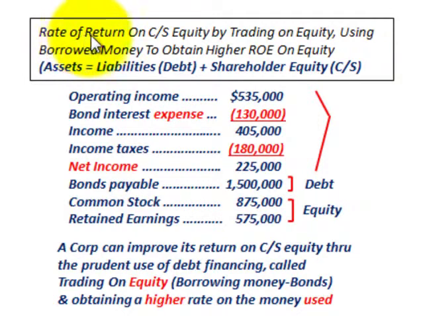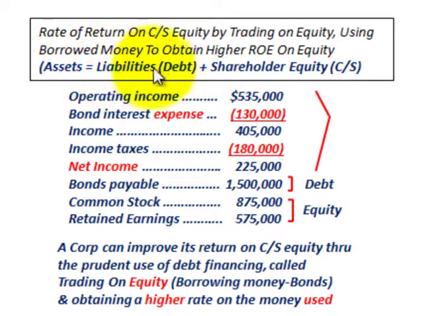What we're going to be going over here is the rate of return on common stock equity by trading on equity. Now, what we mean by trading on equity is where you're using borrowed money to obtain a higher rate of return on the company's equity. And we go to our accounting equation here. We have our assets equal our liabilities plus our shareholders' equity. Well, our liabilities represent our debt here. Shareholders' equity, we're just going to represent as common stock here. So it's a matter of how we finance these assets to generate income for the company.